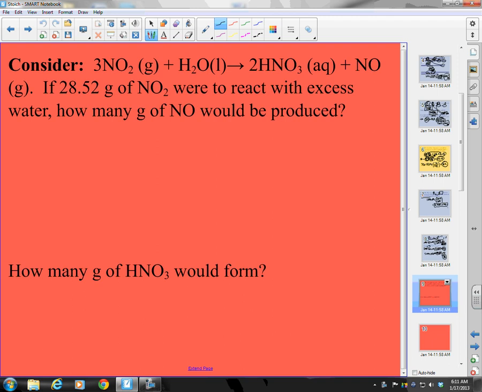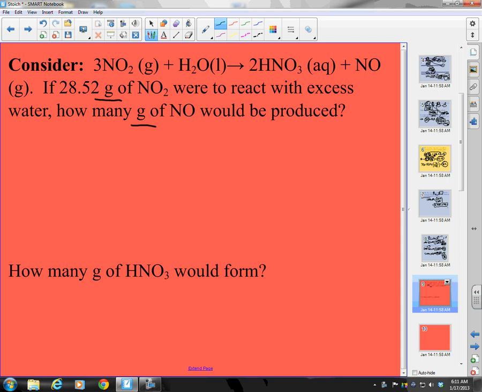Okay, now let us consider this question. I've got three nitrogen dioxides plus one water, and we're going to two nitric acids plus one nitrogen monoxide. If 28.52 grams of nitrogen dioxide were to react with excess water, how many grams of nitrogen monoxide would be produced?